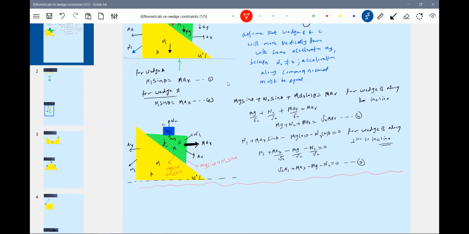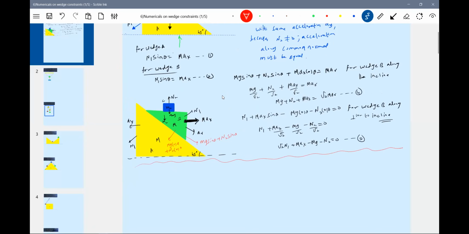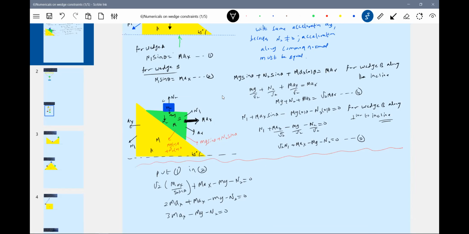Now comes the calculation. One more equation is there. Okay, now we'll go for, I will retain this much here. Now put 1 in 2. Put 1 in 2. So what is the value? Root 2. This will become MAX sine theta minus MAX minus mg minus N2 equals 0. So it will become, I think, 2 MAX plus MAX minus mg minus N2 equals 0. So this will become 3 MAX, N2 equal to 0. Call this equation 6.